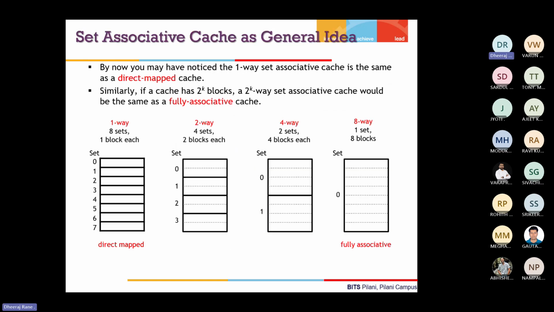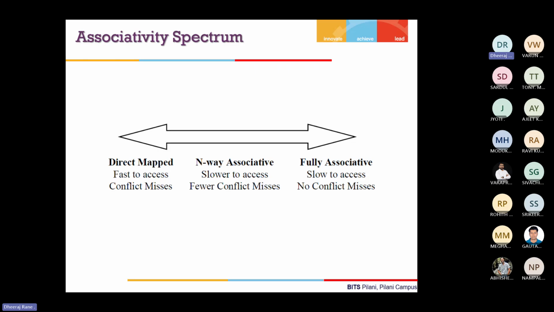Okay. So I think this spectrum is clear to you. Direct mapped is one extreme where it is fast to access because direct electronics is there. You don't have to do the offset and all these calculations. Conflict misses will happen because specific blocks you are designating.